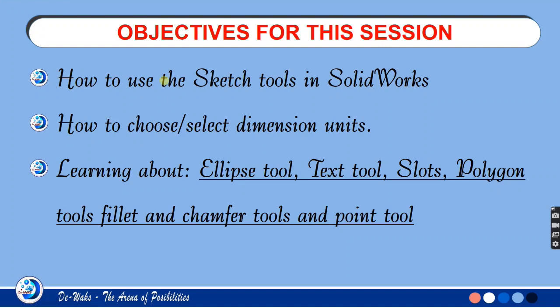This is our 5th tutorial on Introduction to SolidWorks. Today the tools we'll be learning about are how to use the Ellipse tool, the text tool, slots, how to draw slots of different types, Polygon tools, fillet and chamfer tools, and the point tool. I believe by now everybody is getting more abreast with all these tools in the SolidWorks Sketch tab.